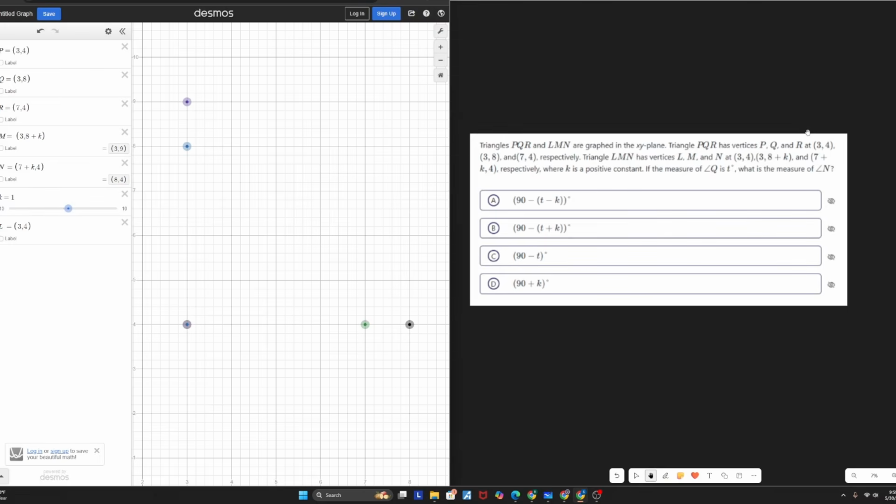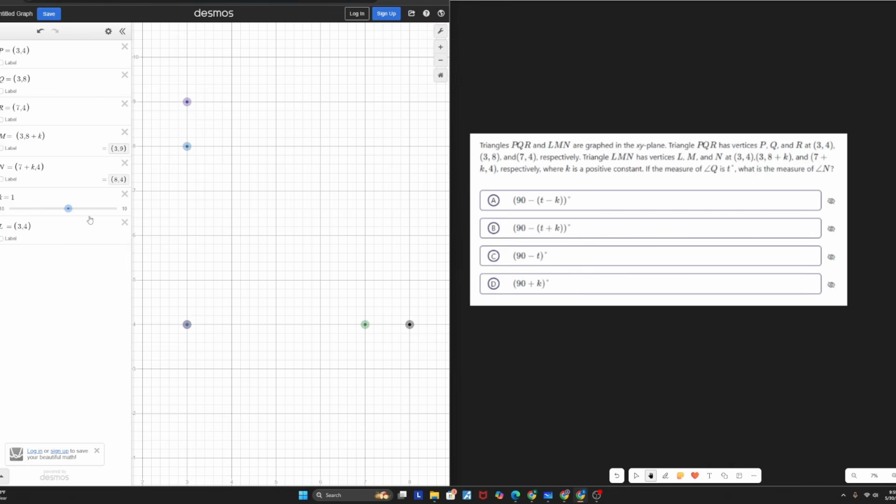Moving on to our last problem for this prediction video. Okay, so we're given 2 triangles, PQR and LMN, graphed in the XY plane here in Desmos for y'all. I have the points labeled for y'all, and then k equals 1. So if you read the problem, you can see that they say k is a positive constant. That means you can just label k as any positive constant you want. And if you play around with the slider a bit here on Desmos, you'll notice that whatever you set k as, it doesn't matter. It doesn't change the triangle in its shape itself. So you should just pick the most convenient number for you.